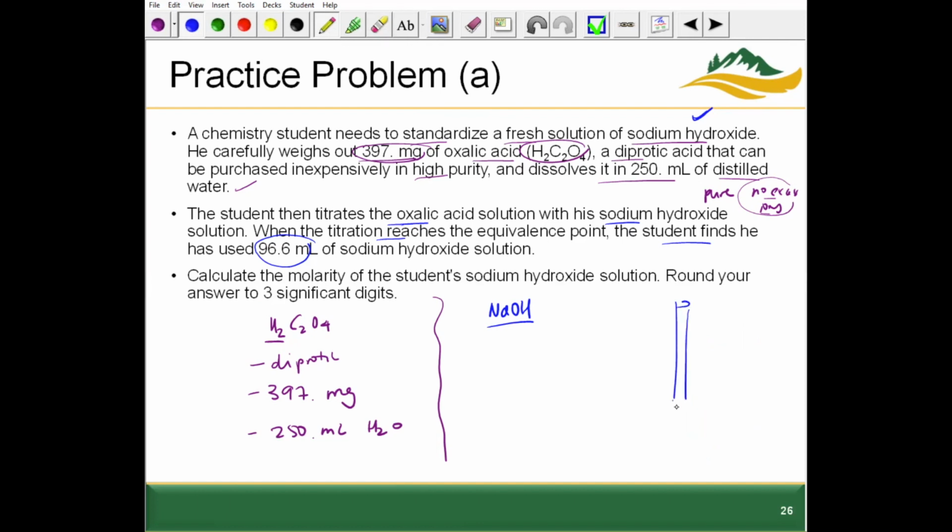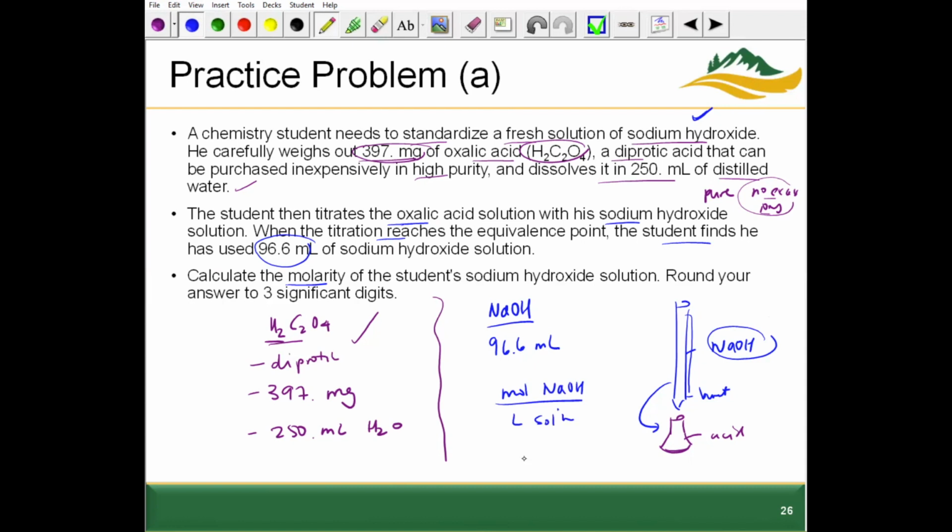So again, in our setup, we do still have a burette of NaOH, but then in the Erlenmeyer flask now, we know all the information about this acid. What we also know is it took 96.6 mL of sodium hydroxide to reach an equivalence point, given this information about our diprotic acid. Ultimately, we're going to report the concentration in molarity. So we need moles of sodium hydroxide per liter of solution of sodium hydroxide.